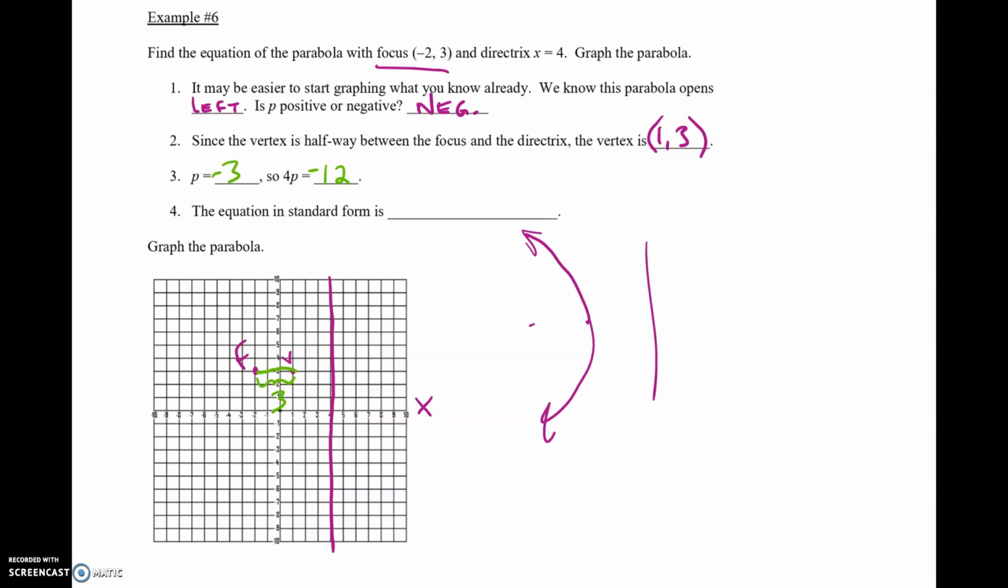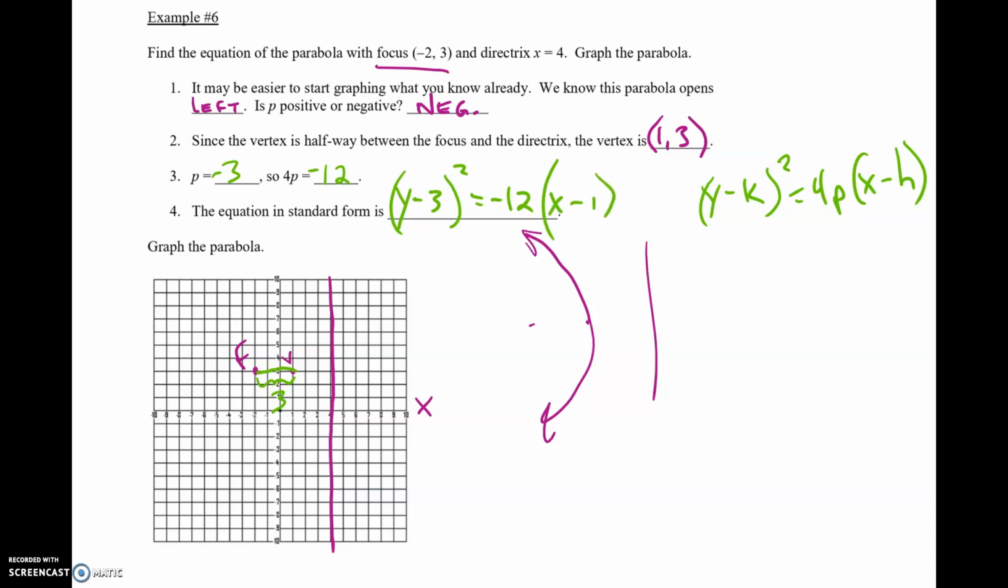So now the equation is, well, the vertex is 1, 3. And remember, y is squared. So it's (y minus k) squared equals 4p times (x minus h). That's how we want to write this. So k is 3, so we got (y minus 3) squared equals 4 times p, well, that is negative 12. I know it's negative because it opens to the left. If it was opening to the right, that'd be a positive 12. And then this is x minus 1.